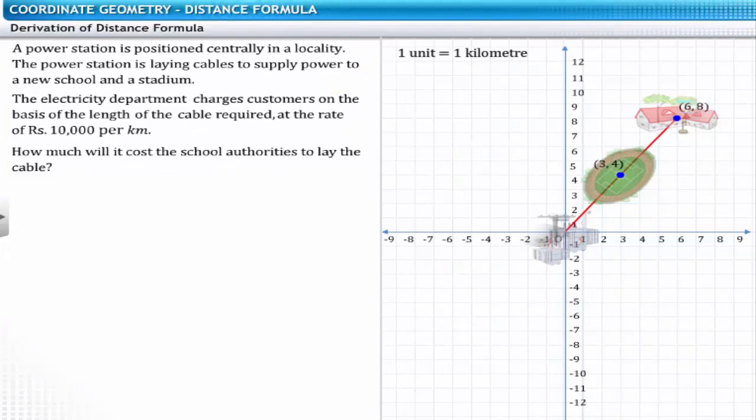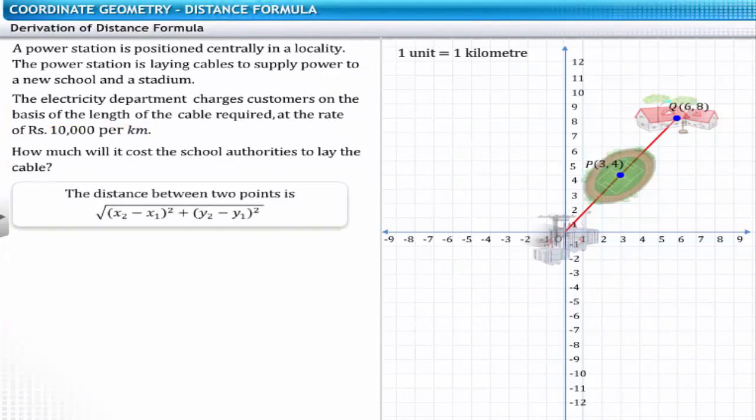According to the given data, the cable costs 10,000 rupees per kilometer. Stadium P is at (3, 4) and school Q is at (6, 8). The distance between the stadium and the school is represented by line segment PQ. The formula for calculating the distance is square root of (x2 minus x1) whole squared plus (y2 minus y1) whole squared.